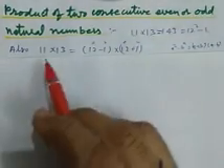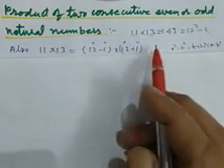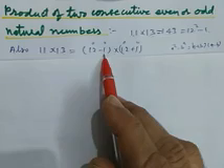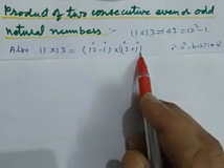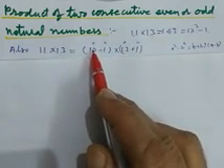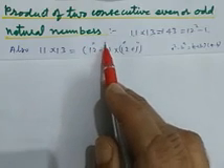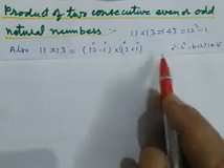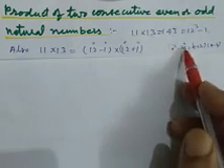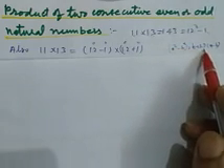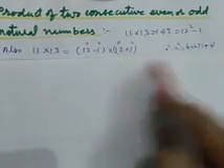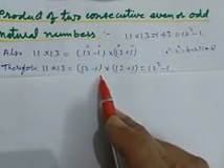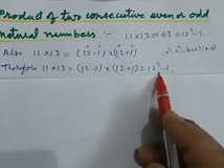Okay, so how does this come? 11 into 13. 11 can be written as 12 minus 1, and 13 can be written as 12 plus 1. So if we assume this as A and this as B, this is A minus B, this is A plus B, so we can apply the identity A square minus B square equals A plus B into A minus B. With the help of this, we can get this. So this becomes 12 square minus 1 square. Okay, so this way we can make this.